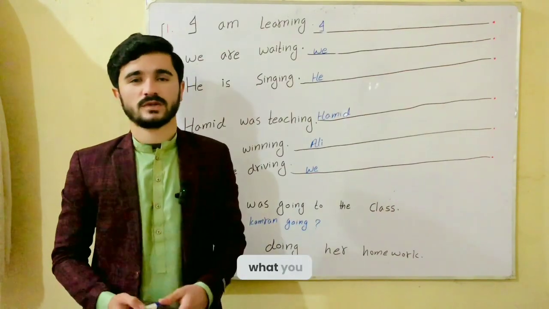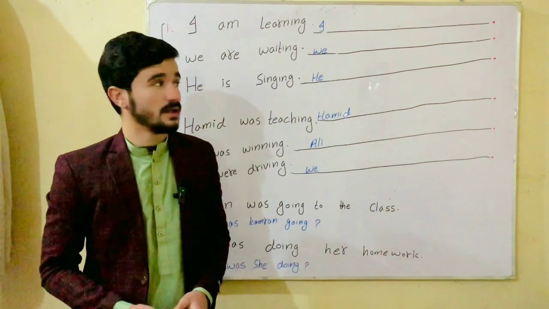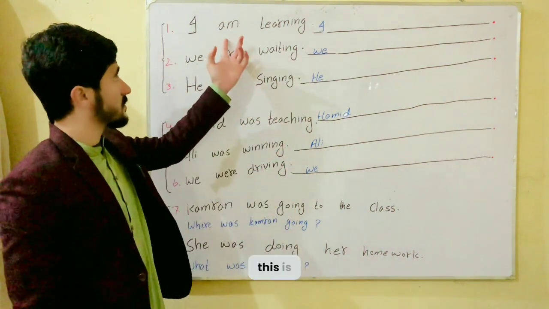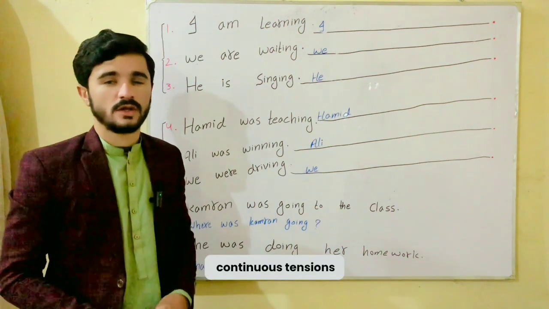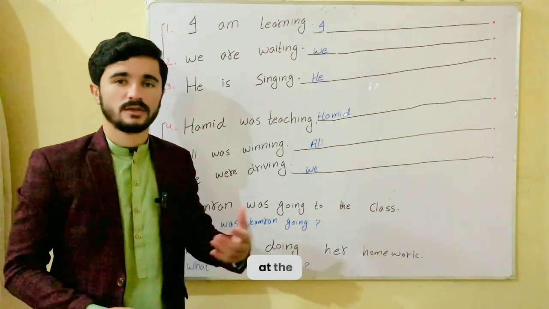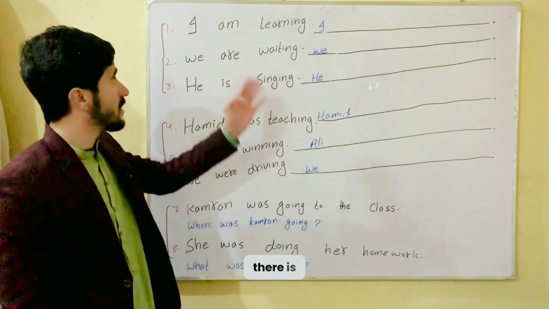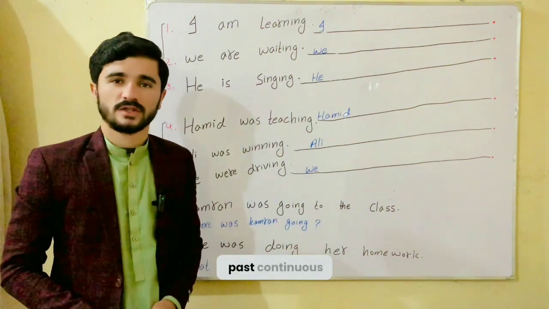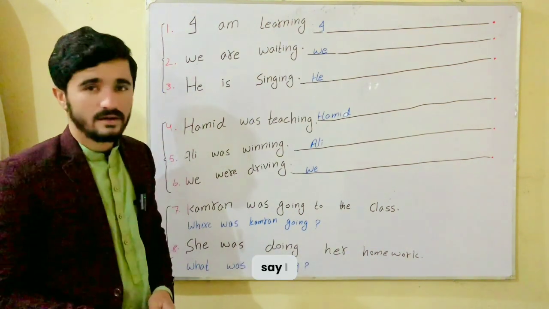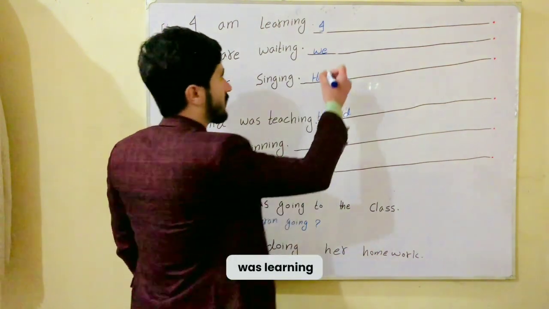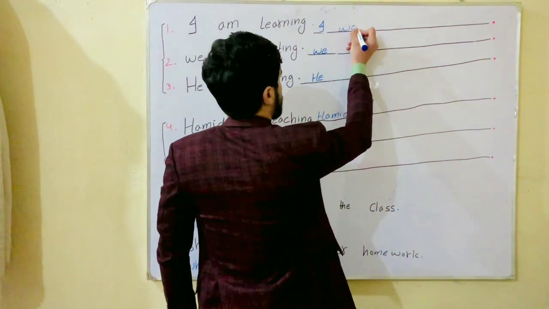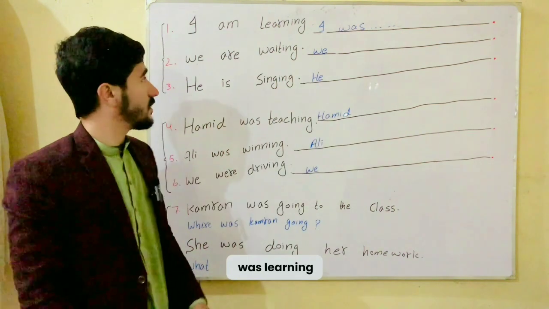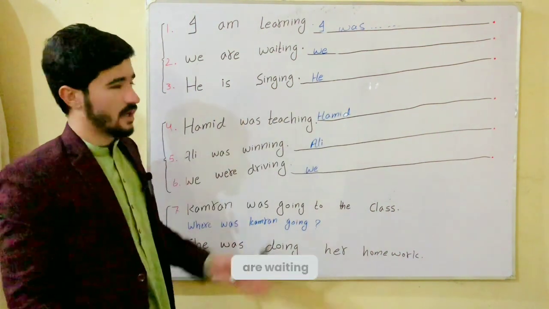Let's practice what you learned in this lesson. I wrote some sentences in present continuous tense. How can we say them in past continuous tense? The first is, I am learning. In past continuous tense we say, I was learning.